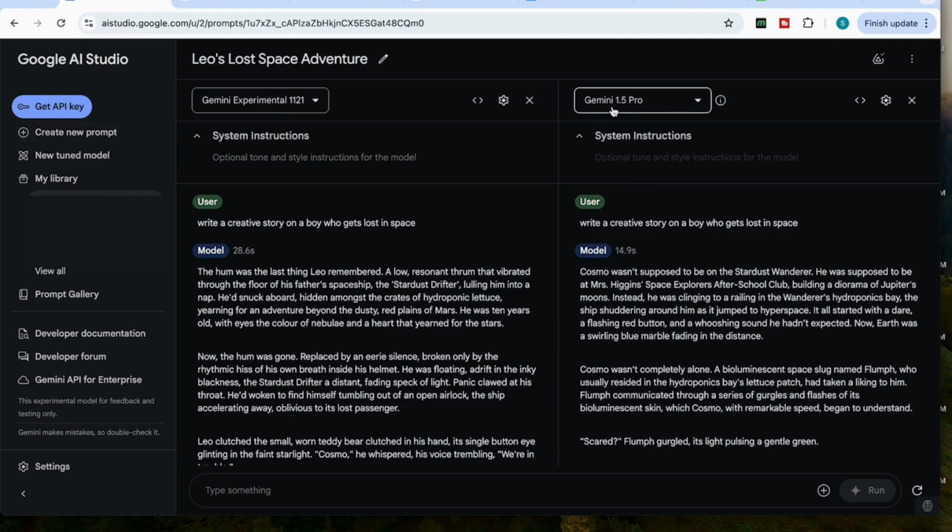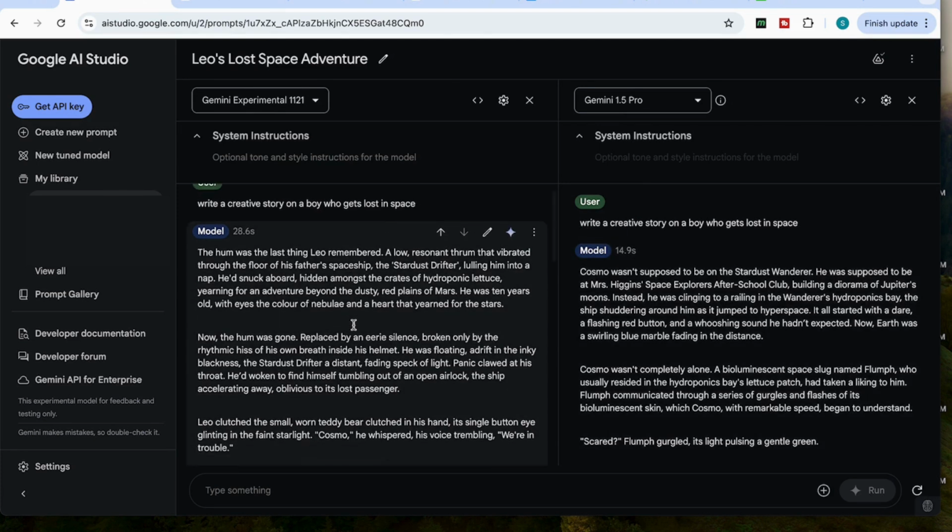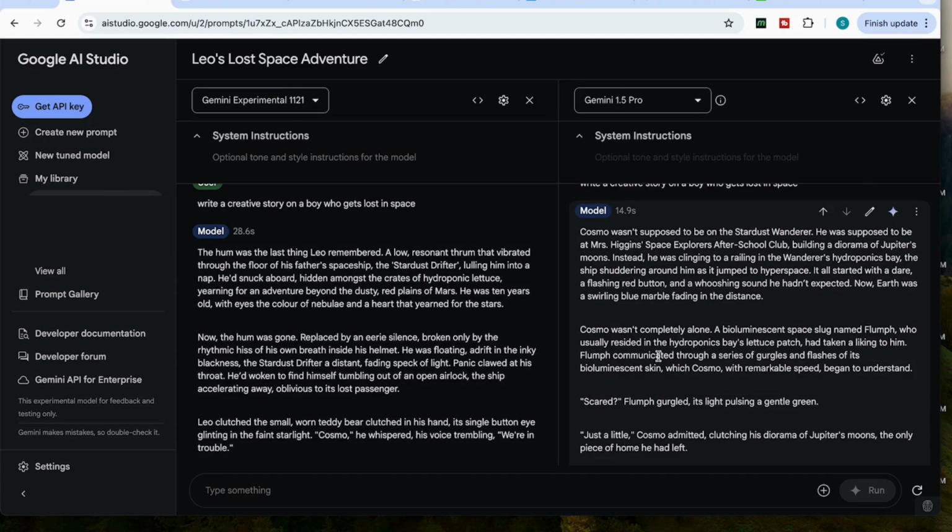So as expected, the Gemini 1.5 Pro is a lot faster than the Gemini Experimental 1121 model. But what about in terms of actual content? Is there an improvement? Is there an enhancement in quality and style? Now, to be fair, my prompt was very basic without a lot of context.